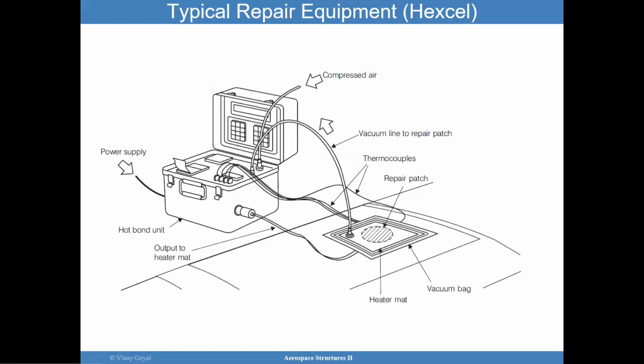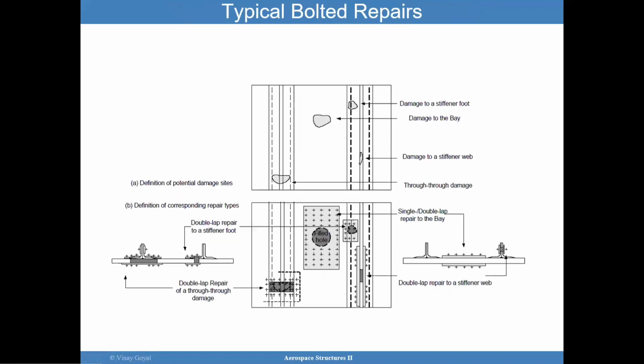Typical repair procedures involve a power supply, compressed air to pull vacuum, thermocouples with a heater mat, all that, so you can do a heated repair, and this from Hexcel as an example. Here are typical bolted repairs where you could have these types of damage, and then what you do is you put plates on top that cover the repair area with bolts.